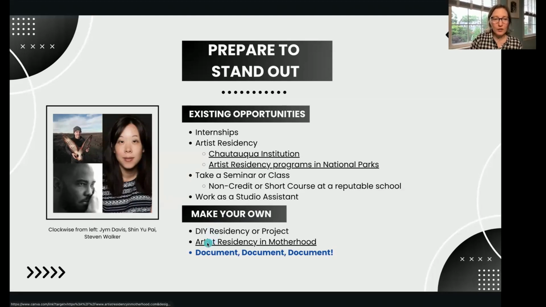For any of the parents out here, the artist residency in motherhood is an organized residency, but it's self-driven. So there's a website, you sign up for it, you get materials. There are certain other benchmarks that are included that fold you into this group of people completing this residency, but you do it on your own time in your own home. So it's a nice hybrid between the existing opportunities and the make your own. And as per usual, document, document, document. Speak to everybody, photograph everything. Questions?